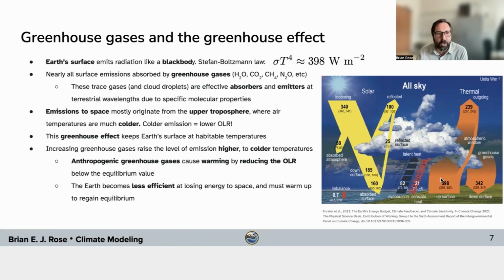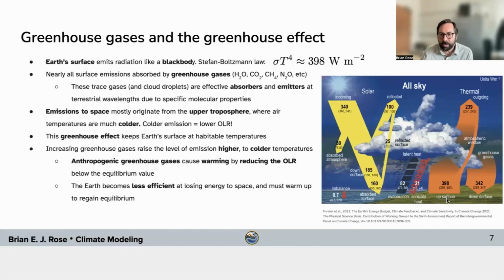But it turns out that nearly all of those emissions are actually captured and absorbed in the atmosphere and don't make it all the way out to space. And that has to do with specific molecular properties of certain trace gases in the atmosphere, notably water vapor, carbon dioxide, methane, nitrous oxide, and a number of others. These happen to have the right absorption features to very effectively absorb the types of wavelengths that the Earth is producing. Now, what's the consequence of that?